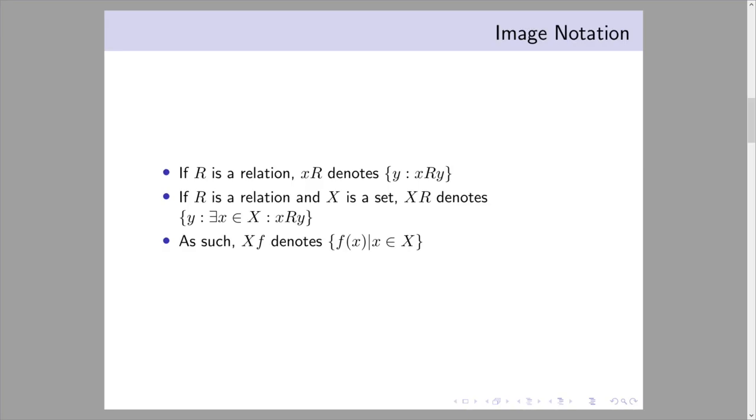The notation then goes on to say, well, if we're allowing a set of possible outputs, why not also allow a set of possible inputs? And so if we have a set, capital XR is going to denote the set of all things which are related to some x in our set, capital X. This might seem very abstract, but it's simply a generalization of taking the image of a set under a function. So for instance, if our relation is a function, let's say f, then capital XF is going to denote the image of our set X under the function f.